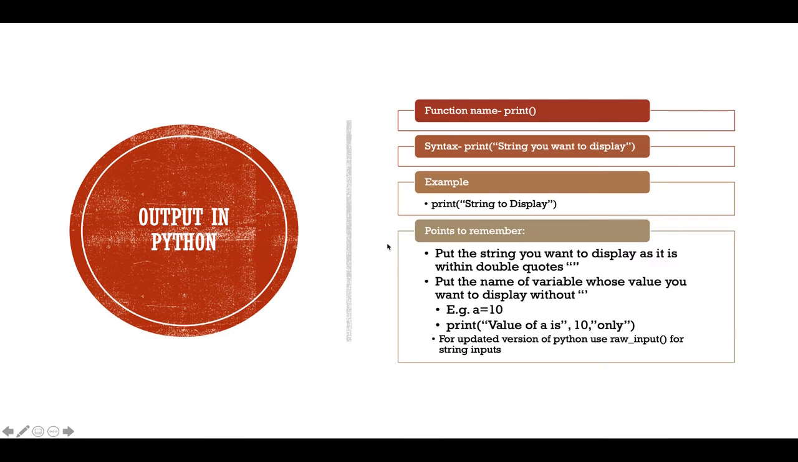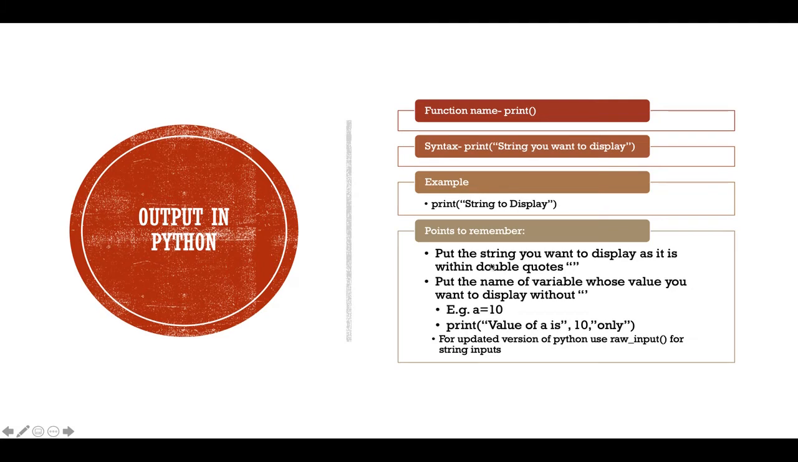The function name used to give output is print. The syntax of print is you will write print and then in the round brackets, within double quotes, you will write whatever string you want to print. For example, print, and in the round brackets within the double quotes you write the string to display. Instead of double quotes you can also use single quotes. They both work the same. Now there are certain points to remember.